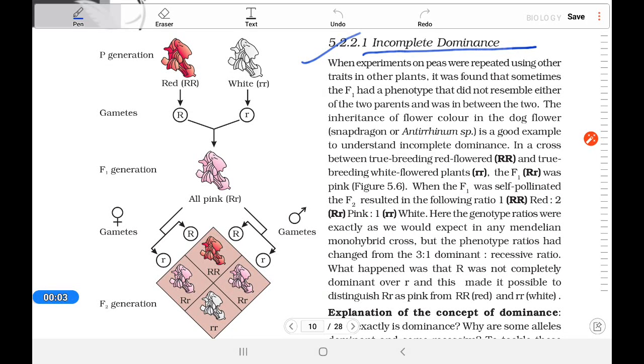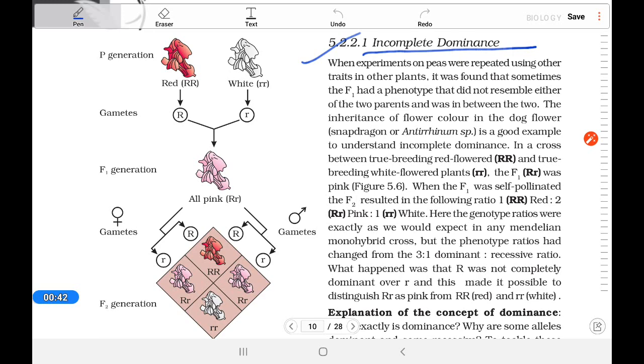Welcome to Bio class. Today's topic is incomplete dominance and other parts also. First, incomplete dominance. Incomplete dominance is the phenomenon where none of the contrasting alleles is dominant. Here we can see something peculiar in the expression of the F1 generation and F2 generation: we get a mix of the two characters. It means that a third type of phenotype is formed.